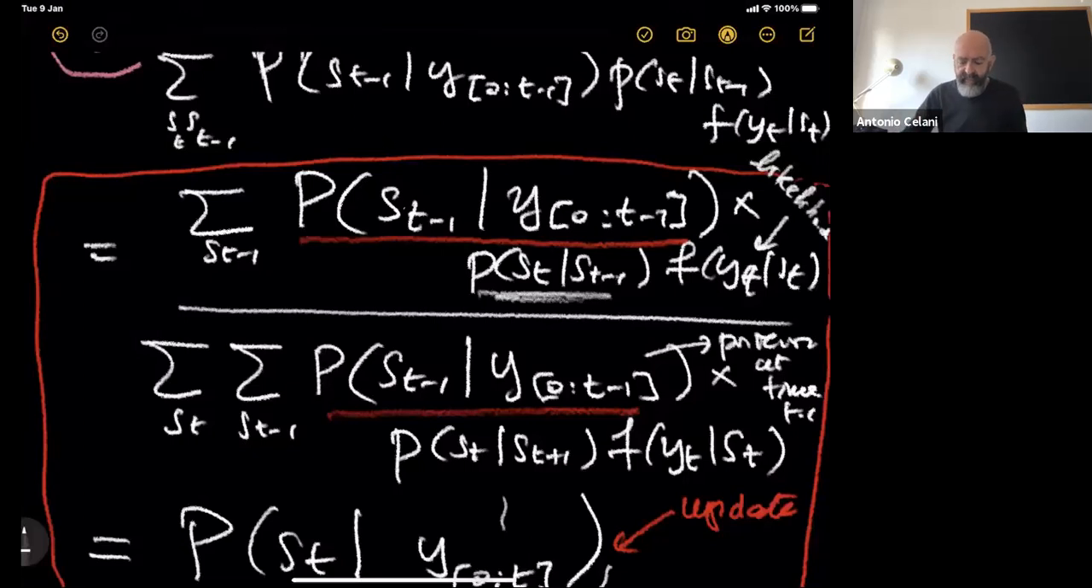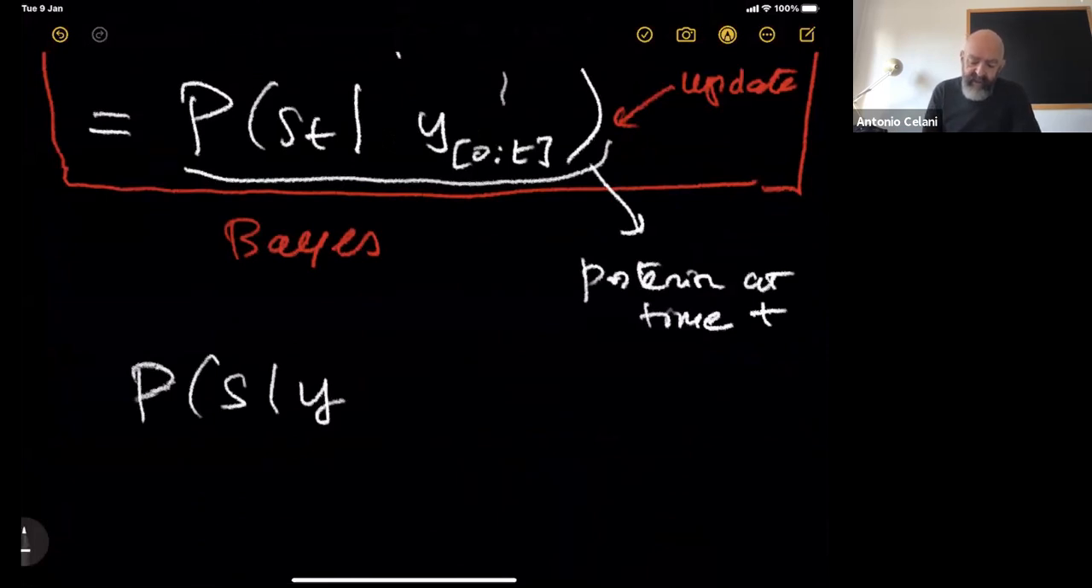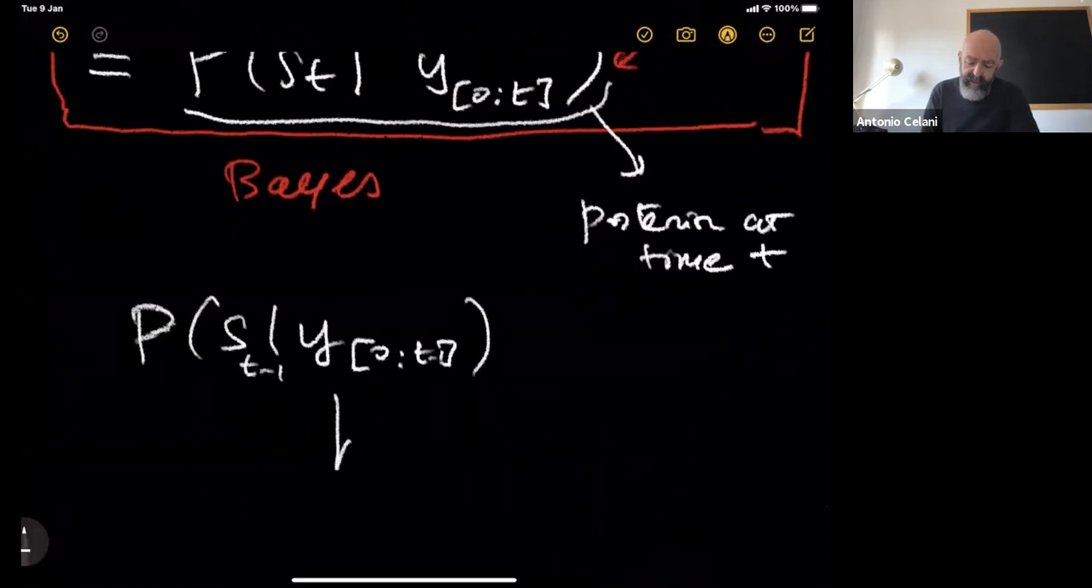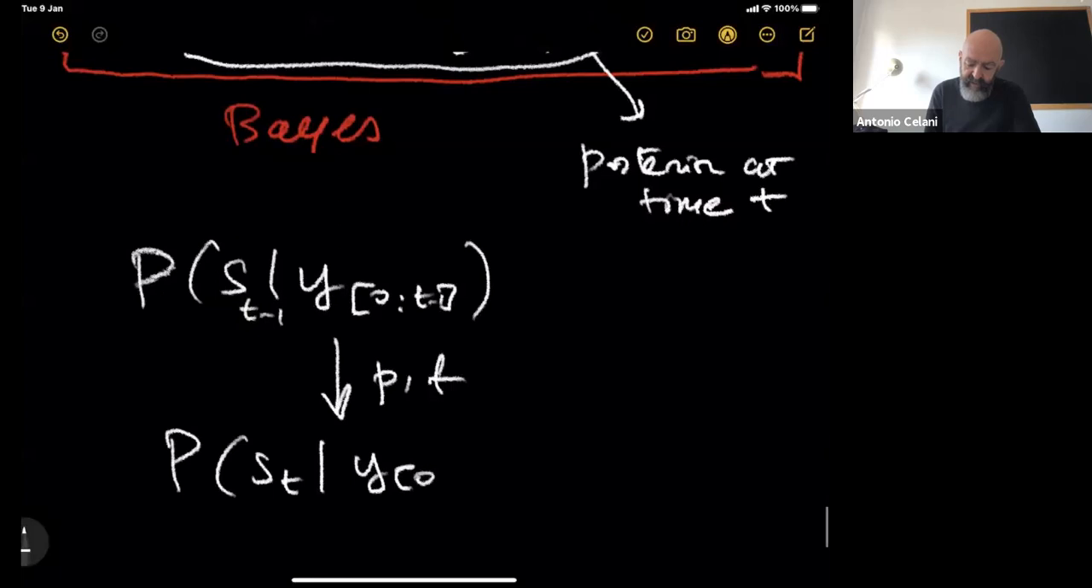So summarizing, if at any time you have a probability of a state given the observations up to time, say, the given time t minus 1, you have this probability, okay? You can use your knowledge of the model P and F to derive the new updated probability given the new observations.